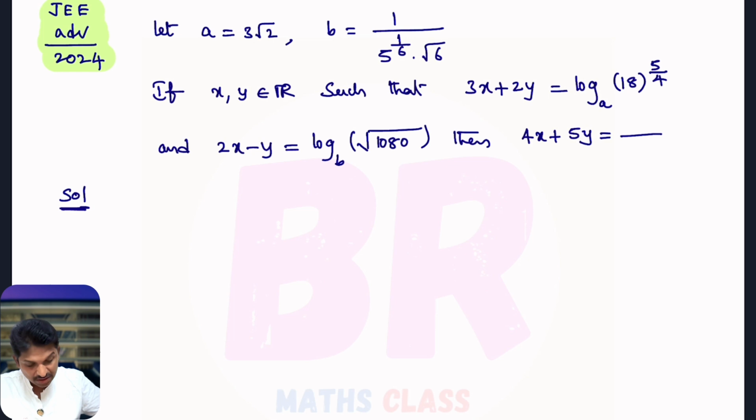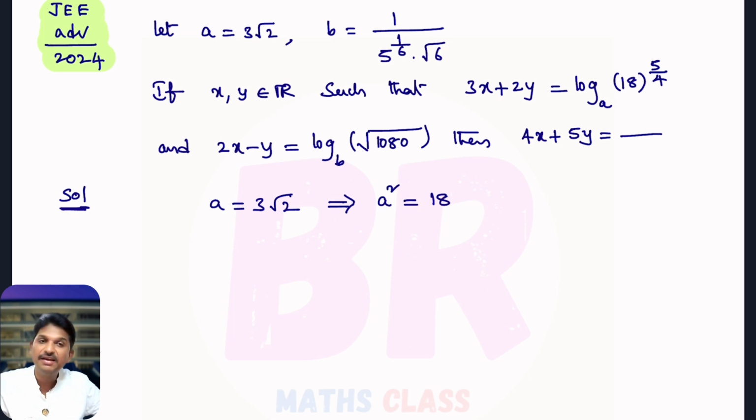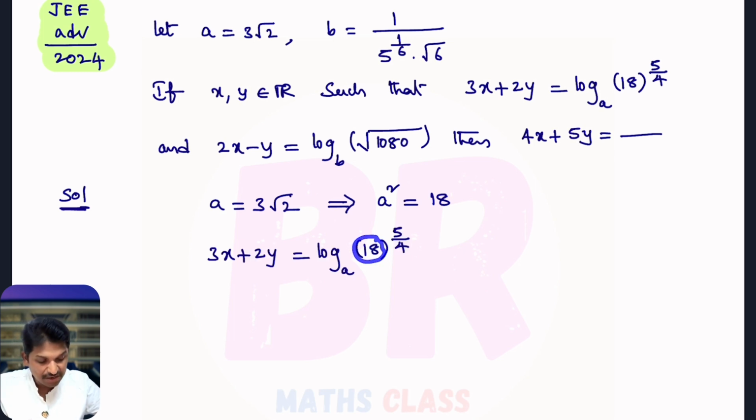So here a is 3 root 2, they given. You square this on both sides. A square is what? 9 into 2. 9 2s are 18. Okay. So in this equation, in place of 18, you can write a square. So this equal to logarithm of a square base a square whole power 5 by 4.